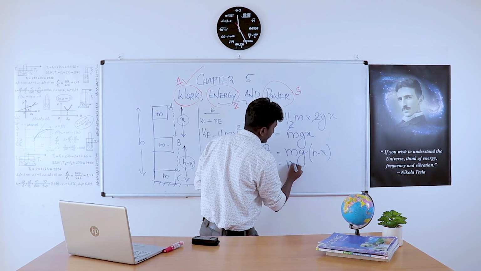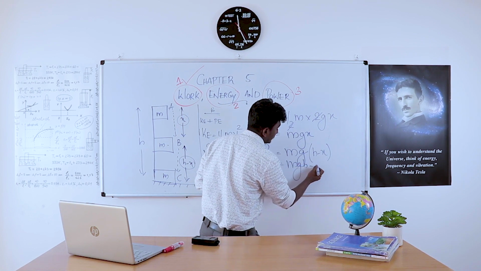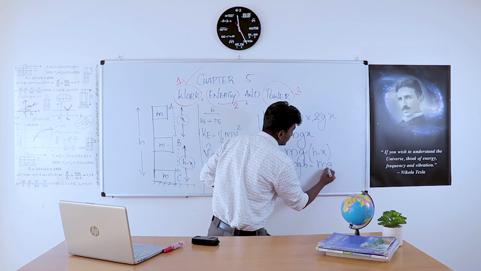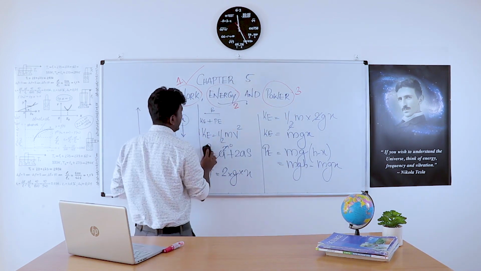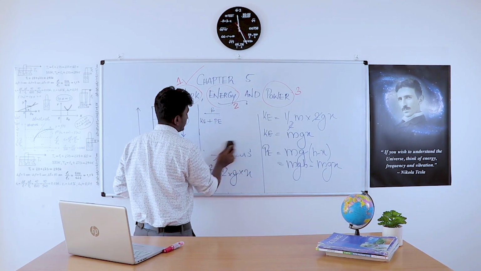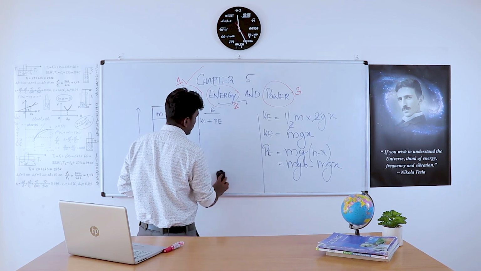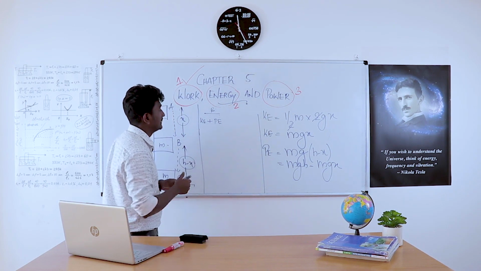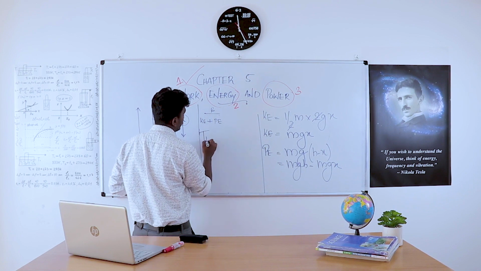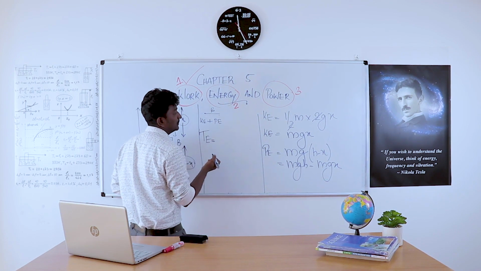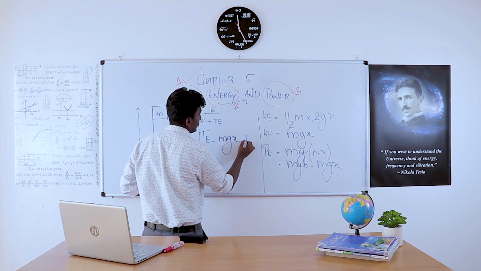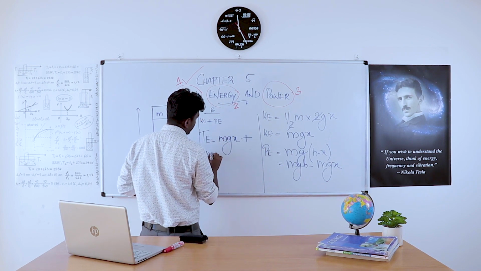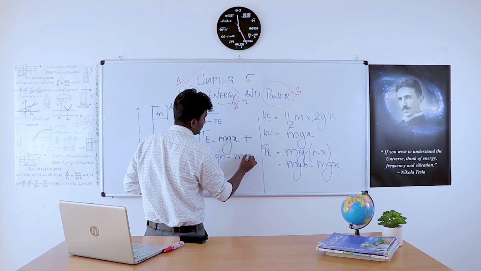Then opening we get mgh minus mgx. This is the potential energy. Then for total energy, we have to add kinetic energy plus potential energy. That is, total energy is equal to kinetic energy, mgx, plus potential energy, mgh minus mgx.